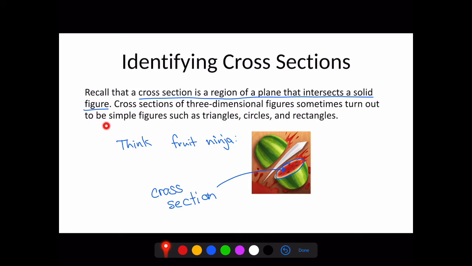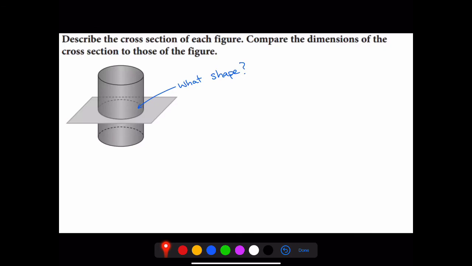Cross-sections will almost always be simple figures such as triangles, circles, and rectangles. So keep that in mind when you're going through these. You're most often not going to have one of these answers for them. And that's all we're looking for. So, describe the cross-section of each figure. Compare the dimensions of the cross-section to those of the figure.